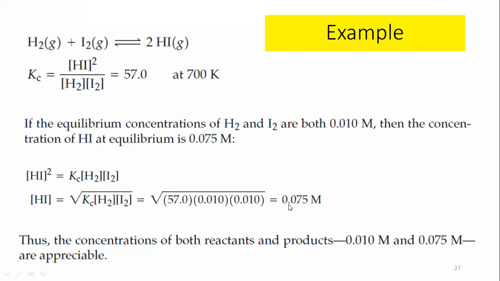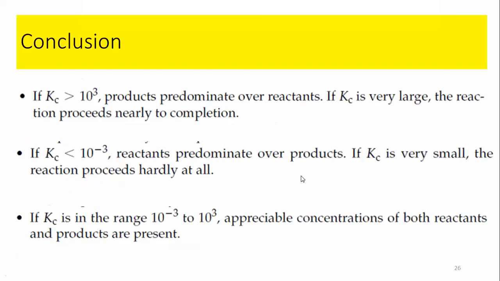So as I have explained before, if the value is in between 10^-3 to 10^3, then an appreciable amount or concentration of both reactants and the products are present. And look at the value. This is 0.01 and this is 0.07. That means both the reactant and the product concentrations are present at equilibrium. So this is the justification of the third point, which I have written over here.